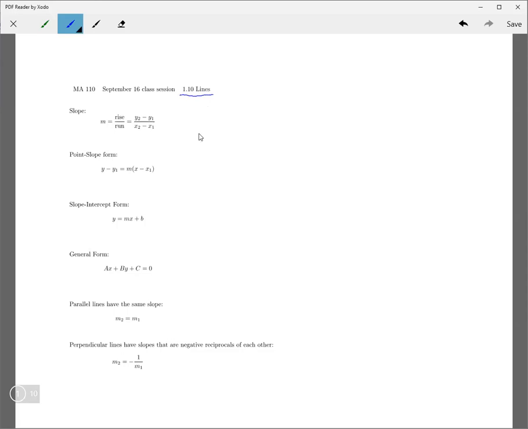Talking about lines, one thing that's important for lines is the slope, and that's the rise over the run. So let's say we have a point x1, y1, and another point x2, y2. Any 2 points will determine a line between them. Given any 2 points, there's a unique line that passes between those 2 points.